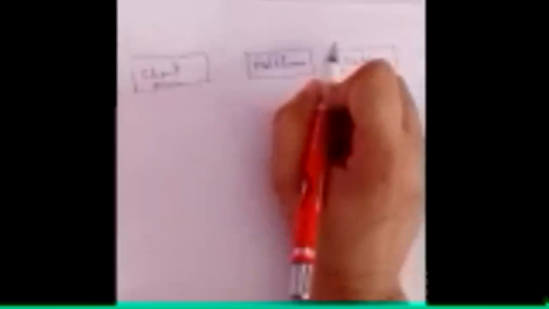Here I will draw the diagram of client server computing. Suppose this is the client. This is middleware. Database. Client, middleware and database. This is the client process. This is middleware, which is also known as the communication network. Through this, the communication takes place between client and server.